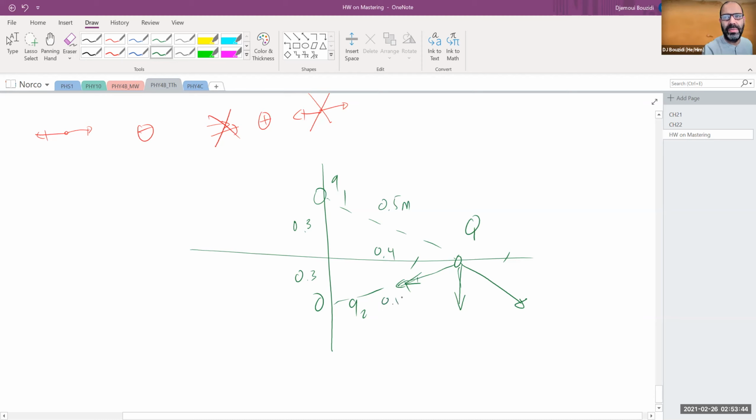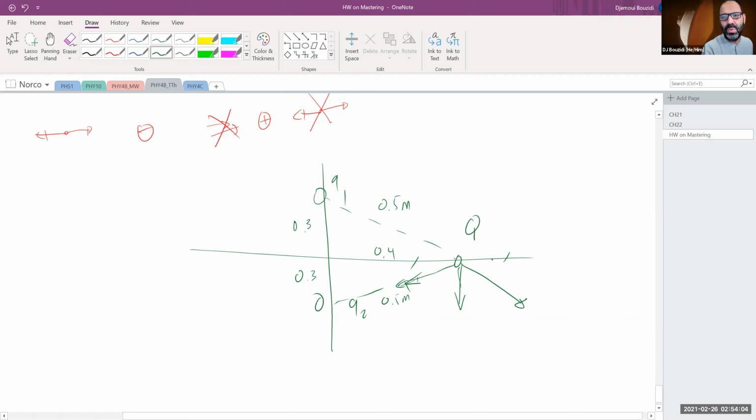Okay. This is 0.5 meters because the square root of 3 squared plus 4 squared is 5. So that's the Pythagorean theorem. This is one of the triangles that add up correctly in this case. So once I have the distances, I have the forces, I have the components of the force. I can find this force in here.